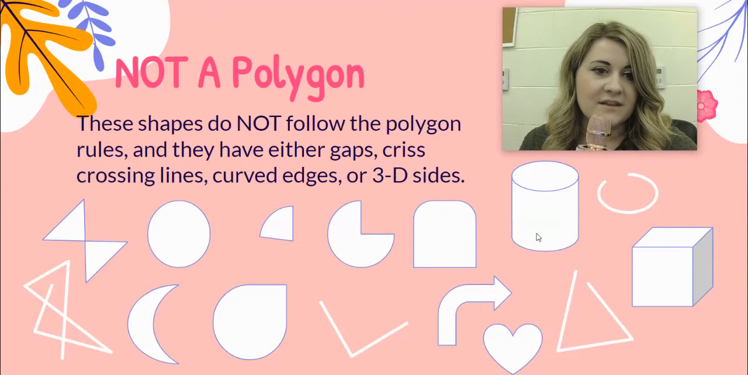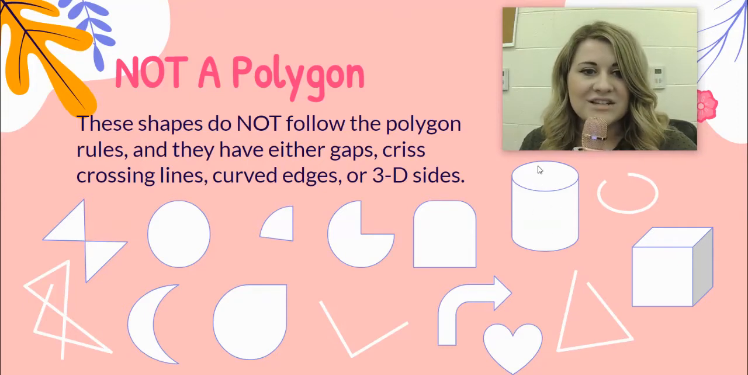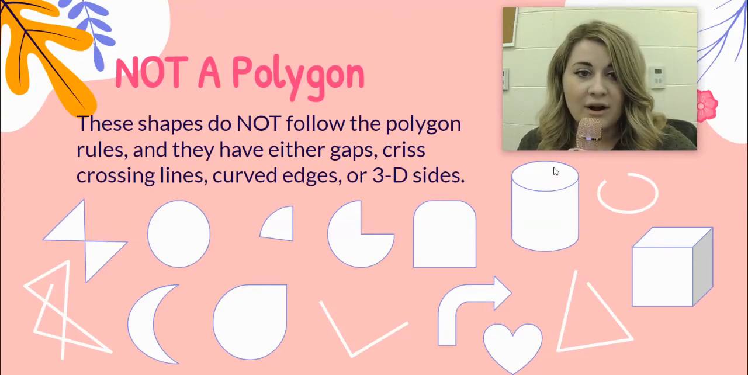Next two I want to talk about, this one is a cylinder. It is a circular shape, so circles are out because it has curves, not a polygon.